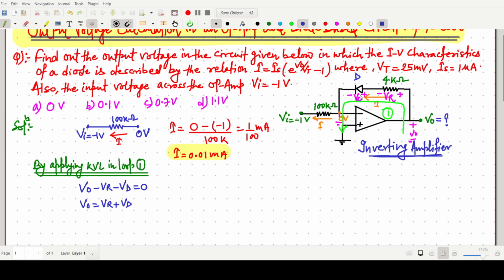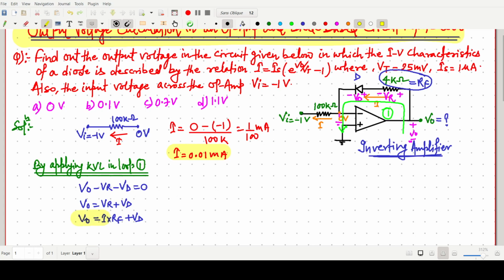And one more thing. Now I is there and R is there, so we can say VR is simply I into R. I am calling this resistance RF. So VR is I into RF, plus VD. This one is our V naught.